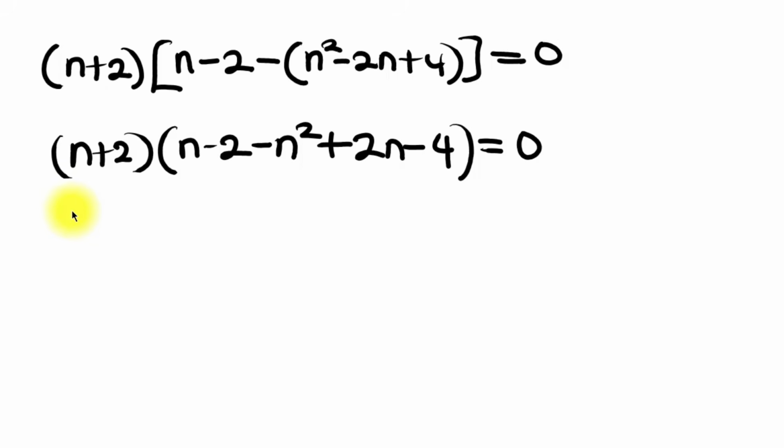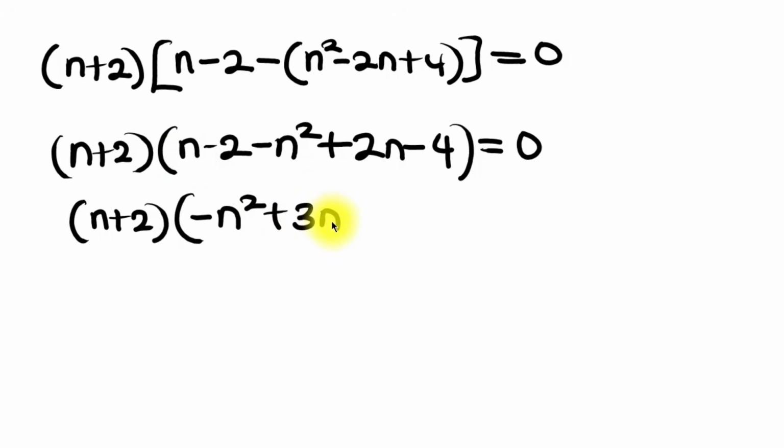Now we can simplify further. We have n plus 2 times, this is negative n squared, so negative n squared. Now let's add up the terms with n. n plus 2n is 3n. And then let's add up the constant term. Negative 2, negative 4 is negative 6. Good. This is equal to 0.